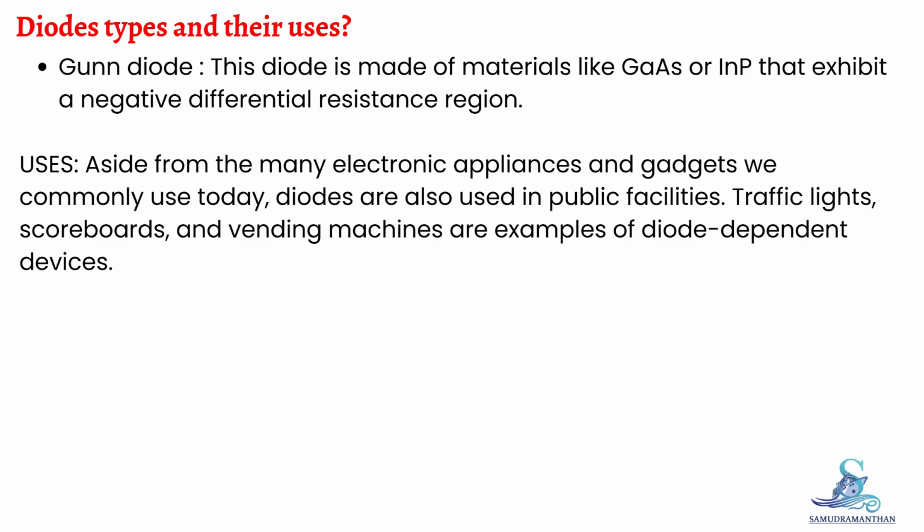Uses. Aside from the many electronic appliances and gadgets we commonly use today, diodes are also used in public facilities. Traffic lights, scoreboards, and vending machines are examples of diode-dependent devices.